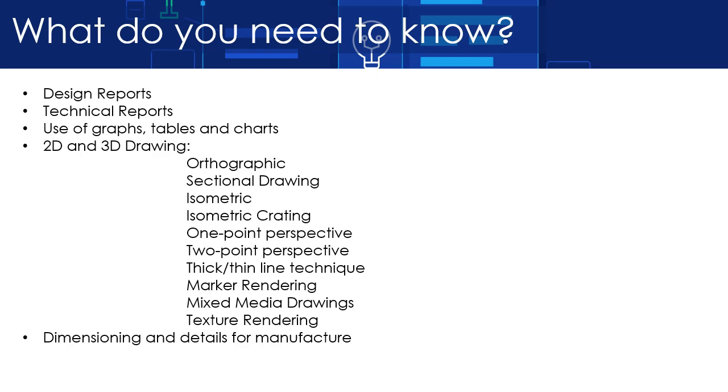You need to know what design and technical reports are, which are basically your stuff that you've done in your NEAs. You need to know a few of the different types of graphs, tables and charts. You'll know all of these from GCSE maths or other subjects. All the different types of 2D and 3D drawings. Some of them are so easy it's ridiculous, but we'll go through all of those. And then there's something called dimensioning and details for manufacture, which is basically a standard set of symbols that are used on things like technical drawings, like orthographic drawings. So we'll have a look at those quickly as well.